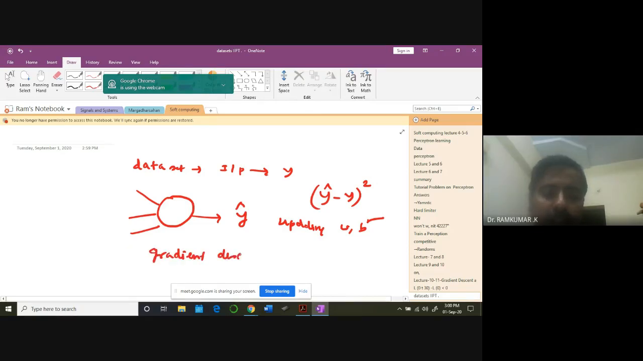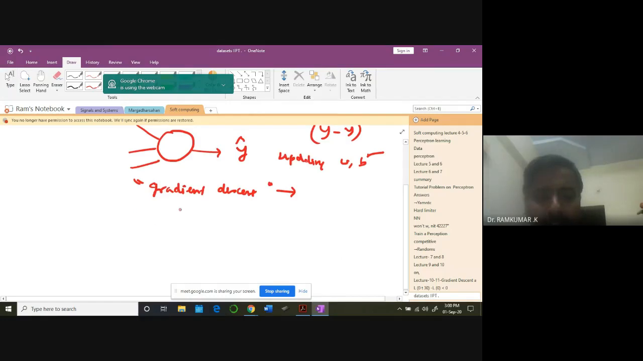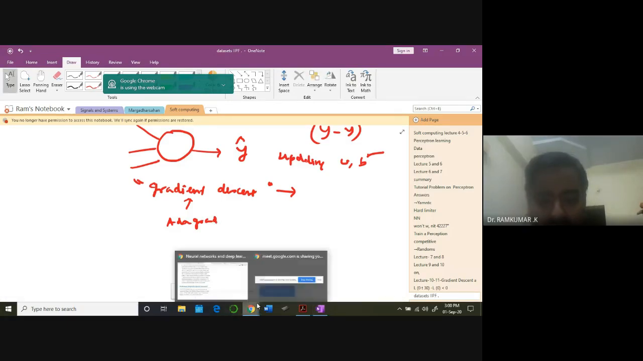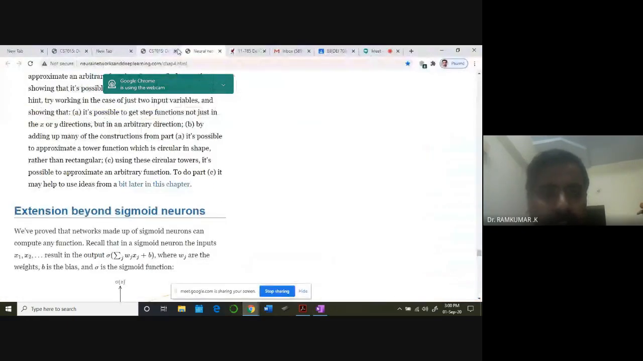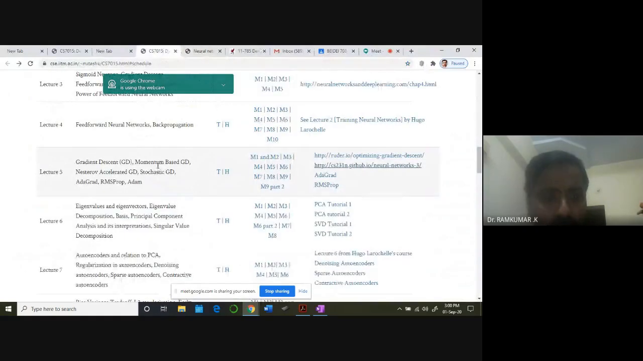Very famous one is gradient descent. For perceptron and backpropagation kind of networks, gradient descent is heavily employed. And neural network researchers are nowadays coming up with updated versions of this gradient descent, like AdaGrad. If you see the professor's website, you will see some of these upgraded versions here. Momentum-based gradient descent, Nesterov accelerated gradient descent, stochastic gradient descent, AdaGrad, RMSprop, Adam. These are all some of the optimization routines.